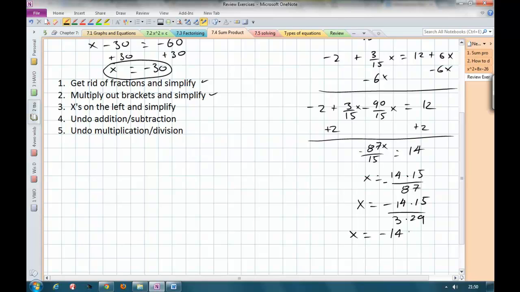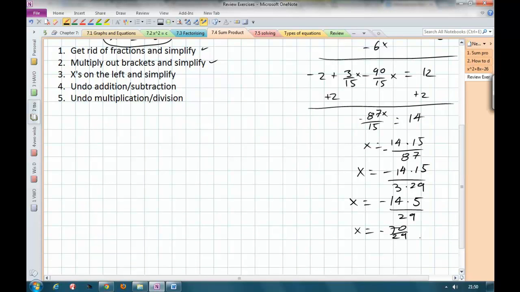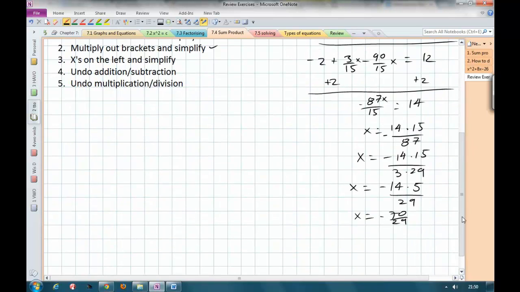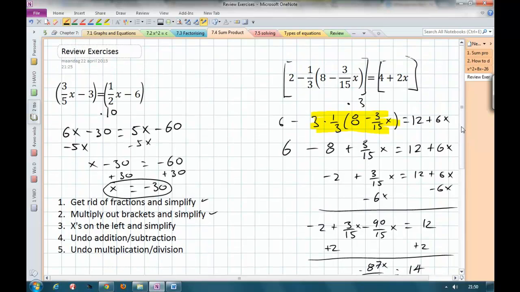So that means I've got x is equal to the minus 14. 15 divided by 3 will be a 5. I've got the 29 left over here. x is equal to minus 70 over 29, a good result. And this is how we solve linear equations with fractions and brackets.